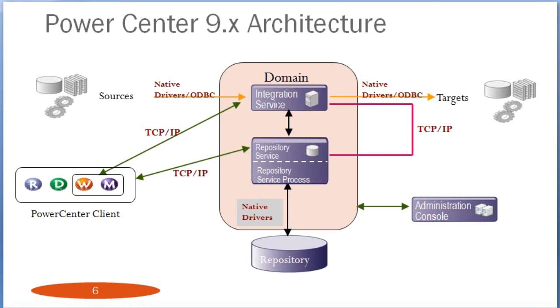Integration service will read the program that is saved in the repository database, with the help of repository service, and it will move the data from the source database to the target database. Let's say you have a table called employee, which is available in the source system, and I have a table called employee_stage, which is available in my target system. And that program you have created in the repository database.